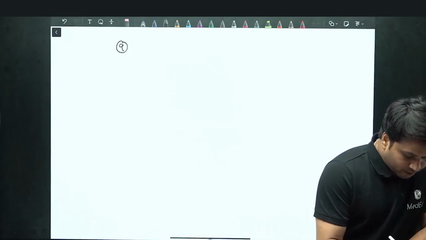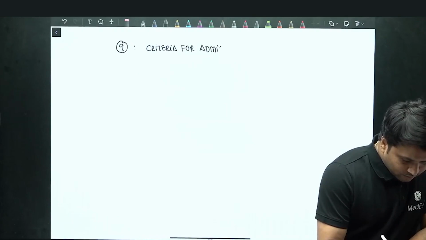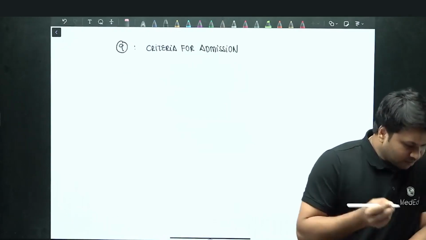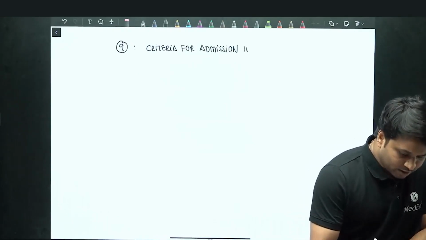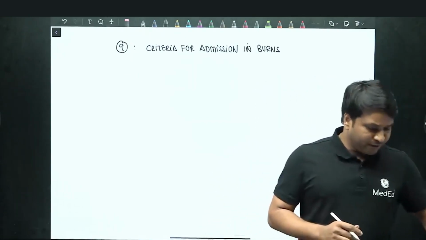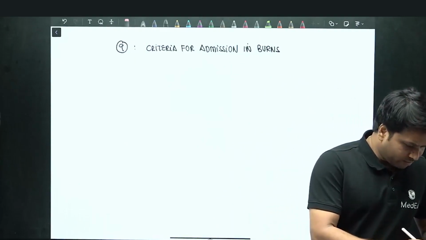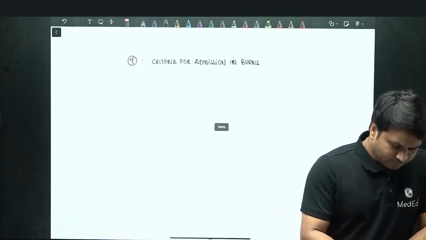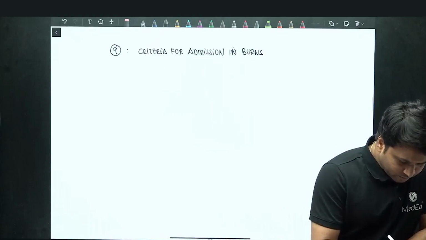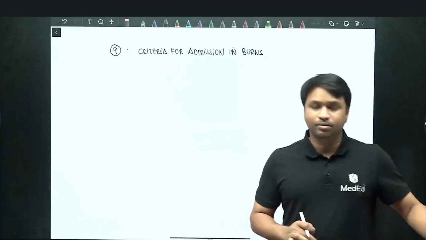Question number 9, we're talking about criteria for admissions in burns. So with quick important components, on what basis are we going to admit? Is there any update in the guidelines for the admission in burns?